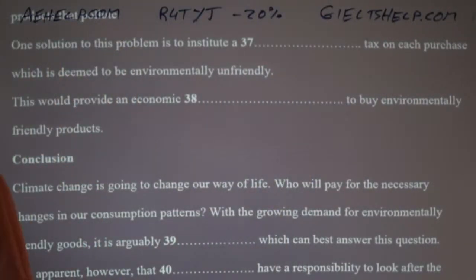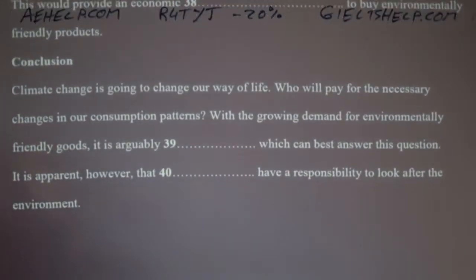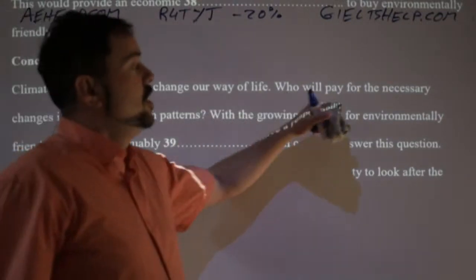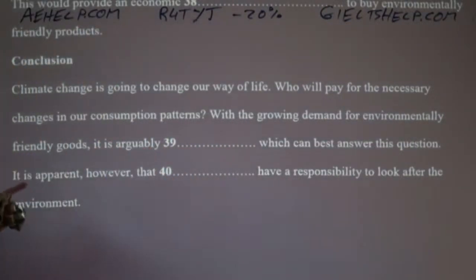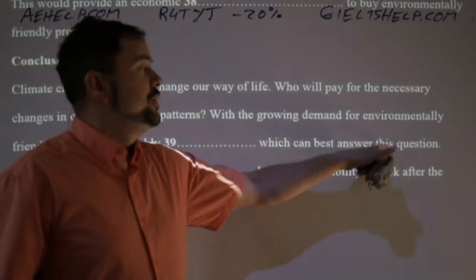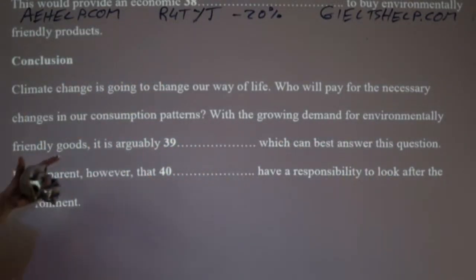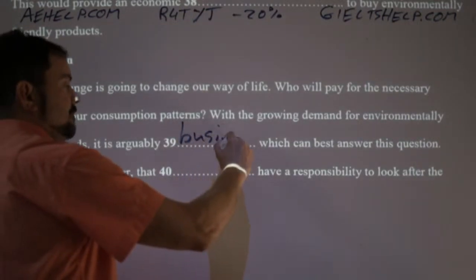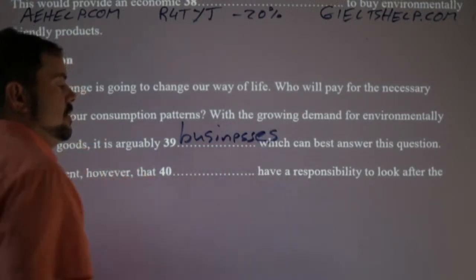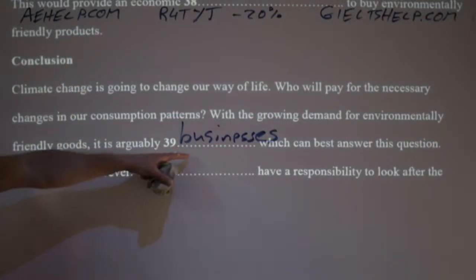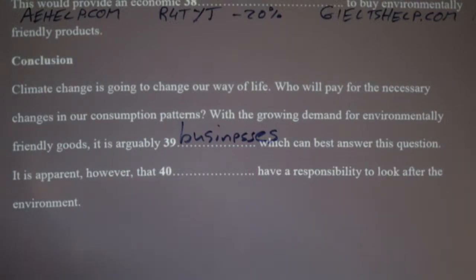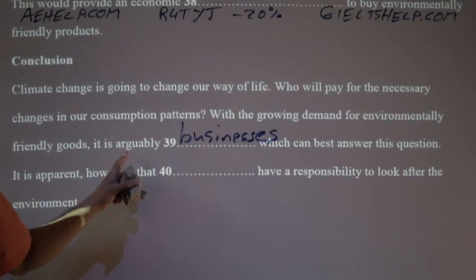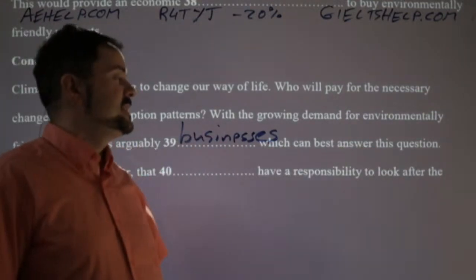All right. Good suggestion, Pavan. All right, so then we have the conclusion. So climate change is going to change our way of life. Who will pay for the necessary changes in our consumption pattern? With the growing demand for environmentally friendly goods, it is arguably businesses. Or business. In this case, both singular, plural are okay, but be careful. Usually it's one or the other. So the best answer is businesses. So arguably businesses, which can best answer this question.